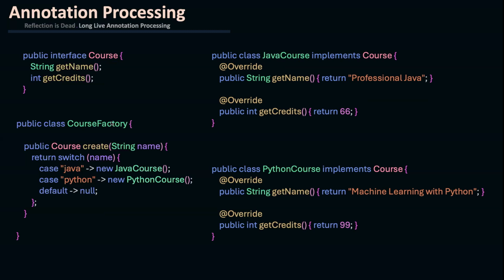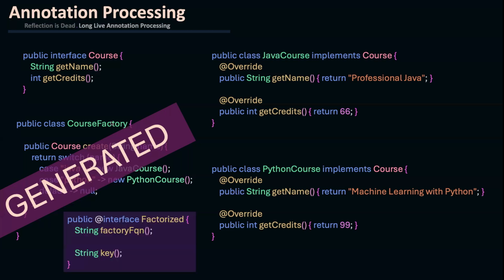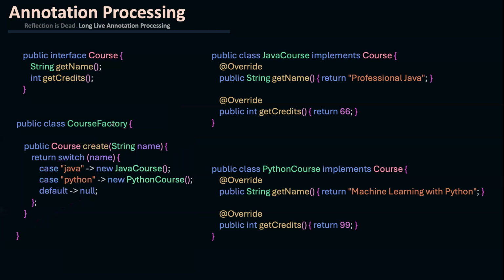So what if we can make this course factory generated? We can. Let's start with one annotation called Factorize that we will create. This is a custom annotation, which has two things: what is the fully qualified name of the factory that we need to add this class to, because we may have a lot of factories inside our code base, and what is the key that will be used in the switch case, for instance, case Java.